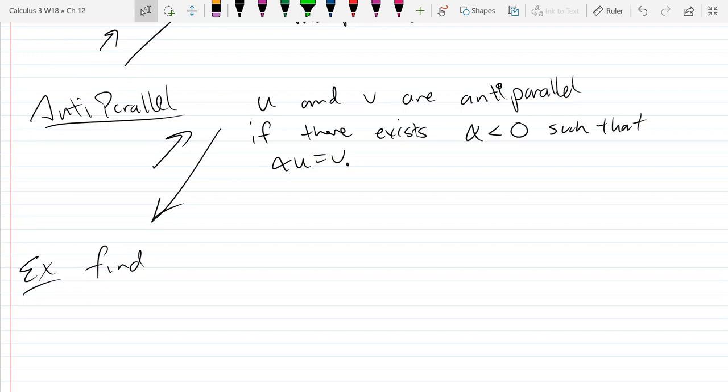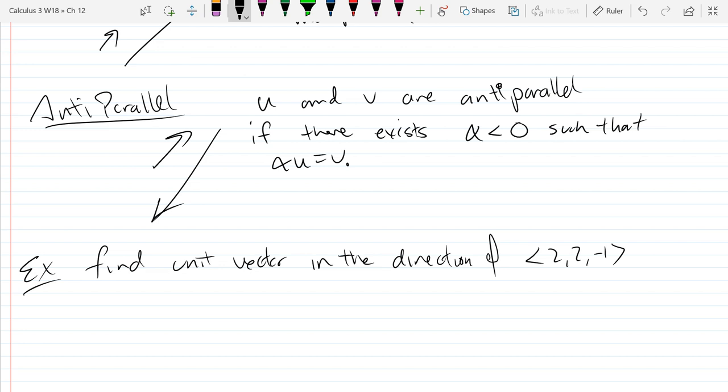So I want to find a unit vector in the direction of (2, 2, negative 1). So what this means, I want to find a vector that's parallel that has length 1.